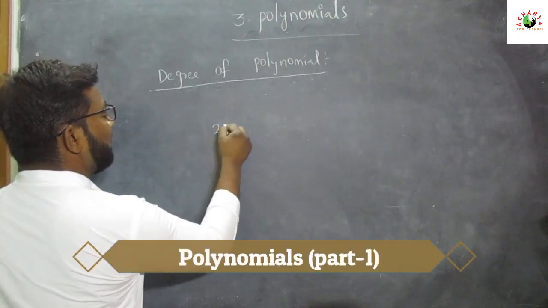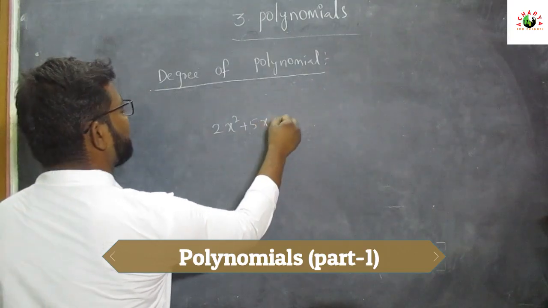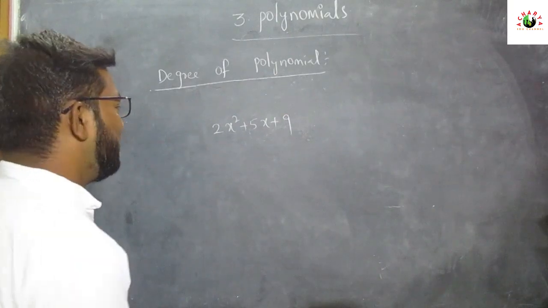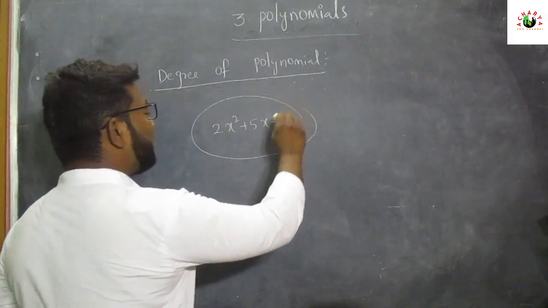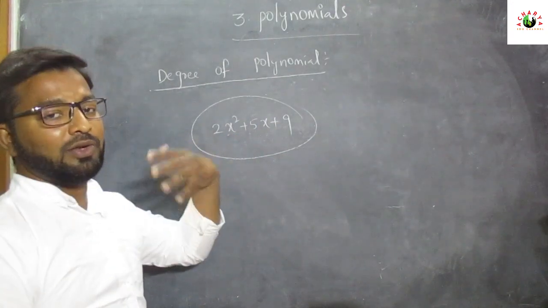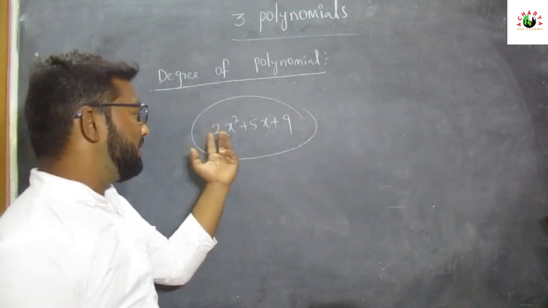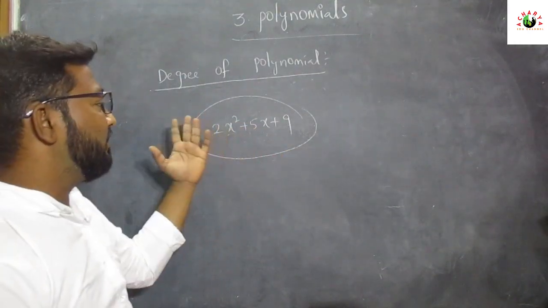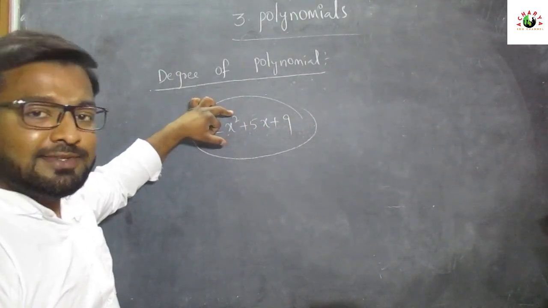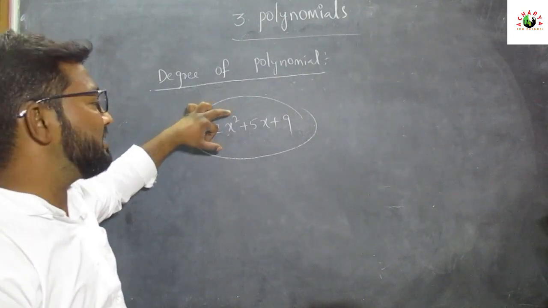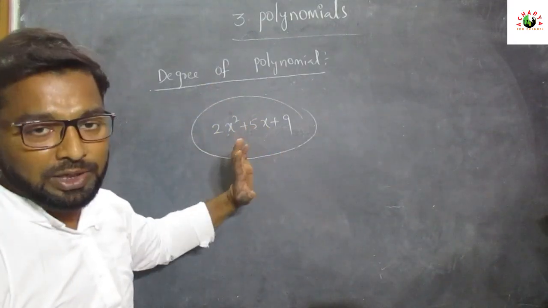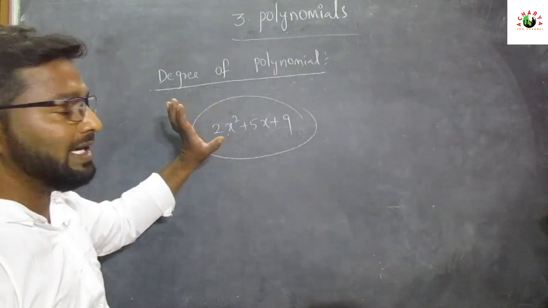See here, for example, 2x square plus 5x plus 9. First we are going to check whether it is a polynomial or not. It is a polynomial. Why? Because it is in the form of ax square plus bx plus c. The powers are not non-integral. The power is positive and the variable is not in the denominator. All are numerators only. So it is a polynomial.